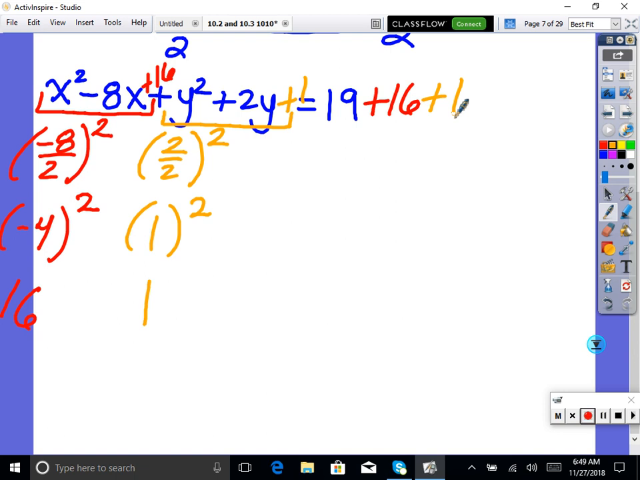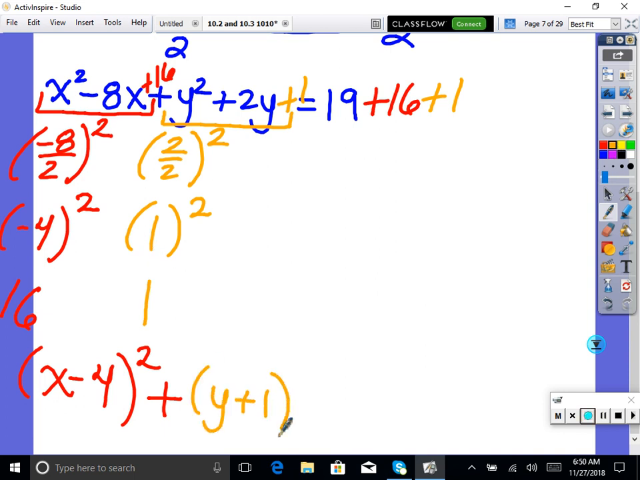So now factoring the red portion here, the stuff with the red, won't that factor to be x minus 4 squared? Plus sign. Now doing the orange part. Won't that piece factor to be y plus 1 squared? Looking back inside, that's equal to 19 plus 16 plus 1. Yeah, 36. Okay, awesome. And we're done. Yeah, it wasn't as bad as we maybe thought.